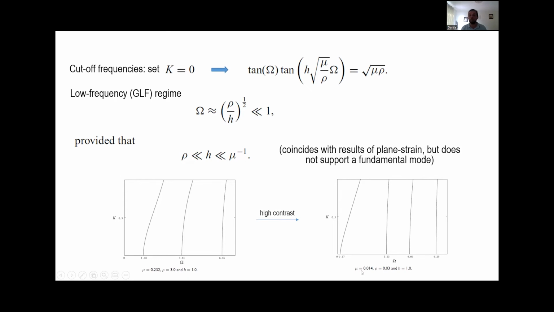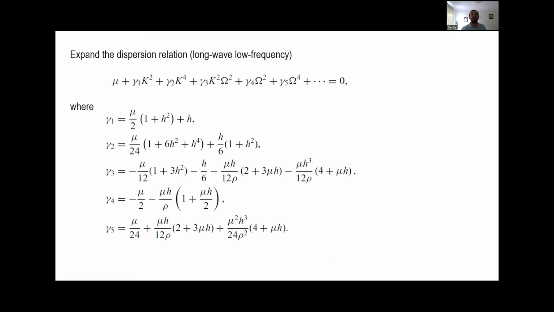So you have here mu as 0.014. So for this high contrast, we can see how the mode is moving here closer to 0. Of course, the exact 0 will not be a solution. Fundamental mode is not supported in this case. Okay, so now what we can do, we can expand the dispersion relation.